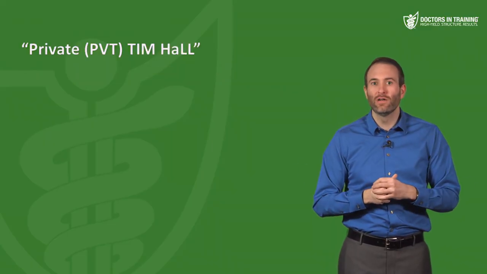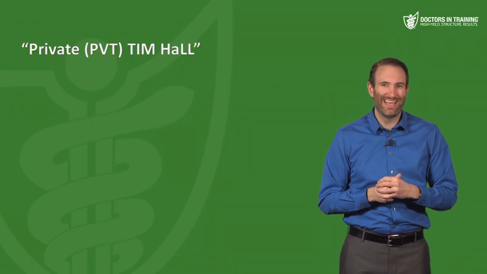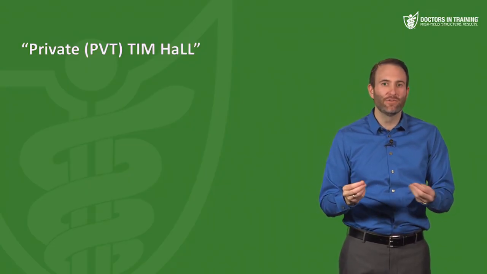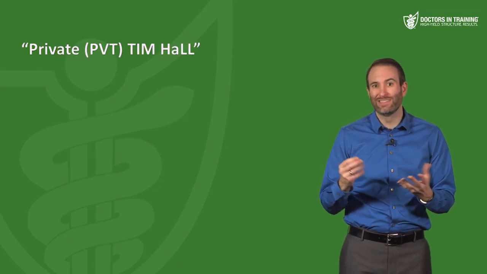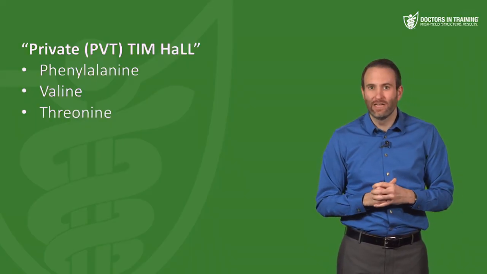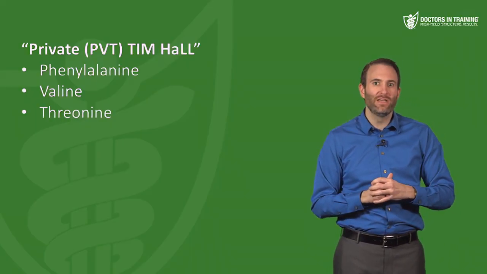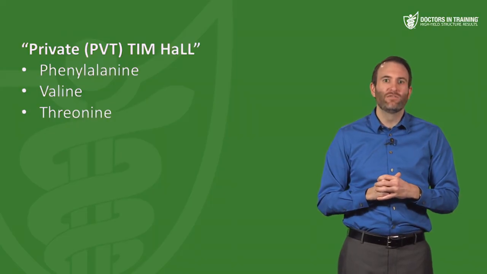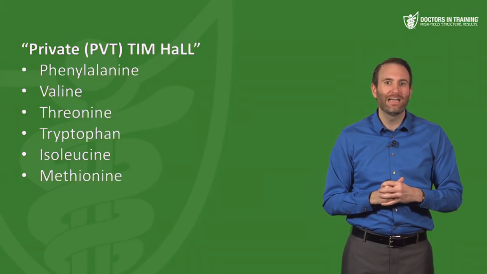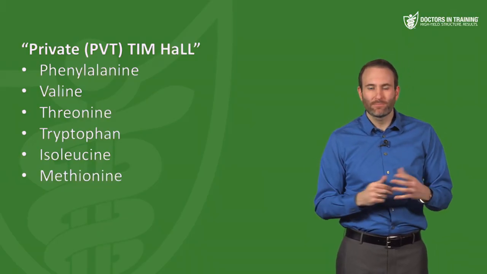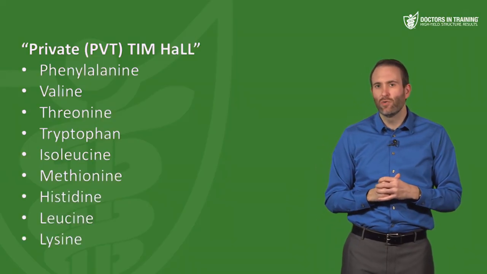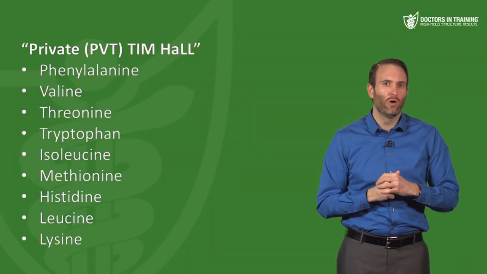Now, a great mnemonic for essential amino acids is Private Tim Hall. So the Private Tim Hall mnemonic is PVT, and then TIM for Tim, and then Hall is all the letters except for the A. So PVT for private is going to be phenylalanine. The V in private is going to be valine, and then T is for threonine. And then we move on to TIM. That goes for tryptophan, isoleucine, and methionine. And then Hall is for histidine, leucine, and lysine. So a good way to remember all that, use that Private Tim Hall mnemonic.